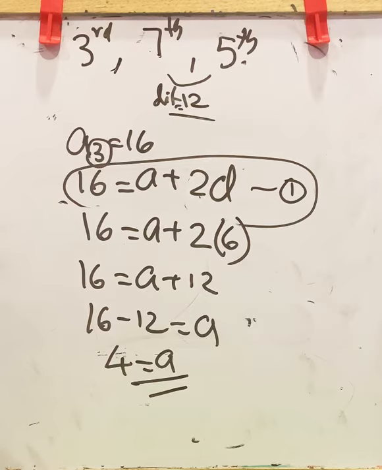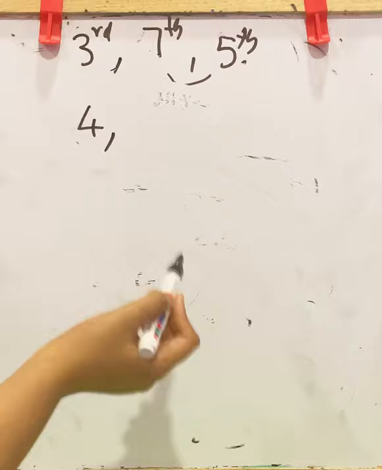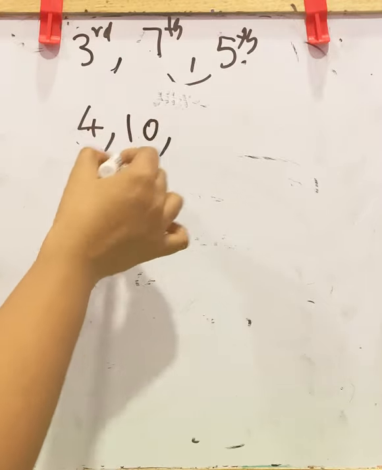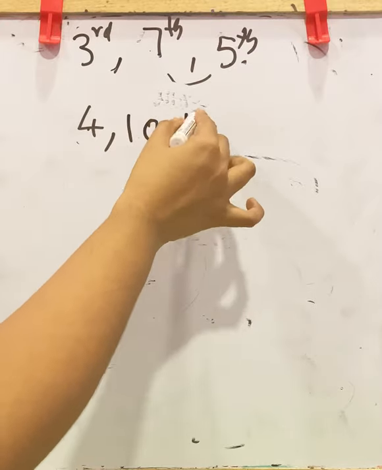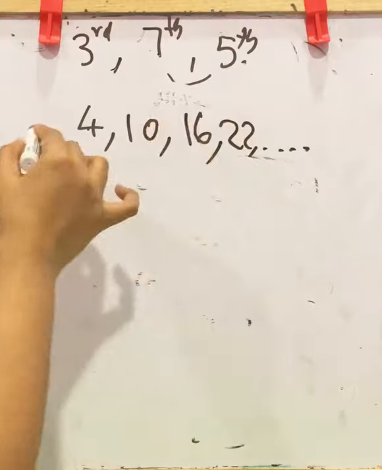So how will you write the AP here? The first term is 4. We know the difference is 6. So to get the next term, 4 plus 6, 10. The next term, 10 plus 6, 16. Plus 6, 22. This is the AP.